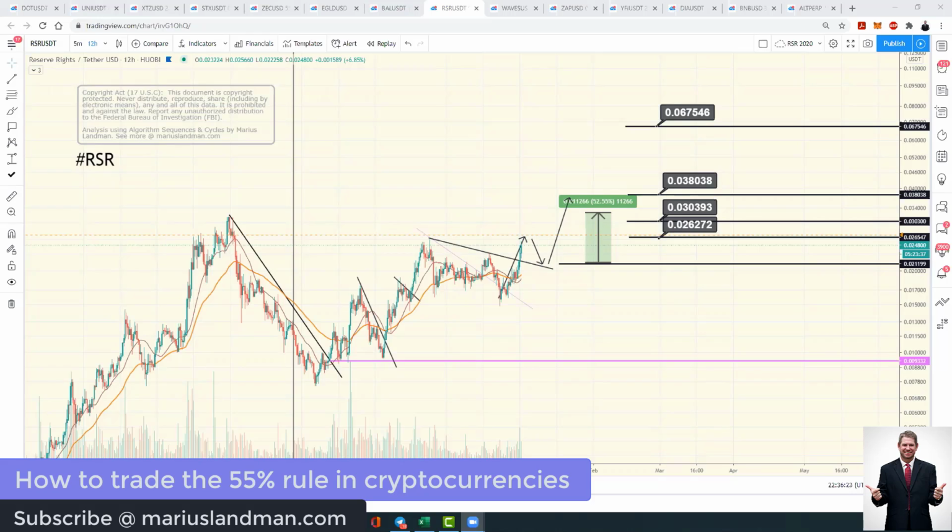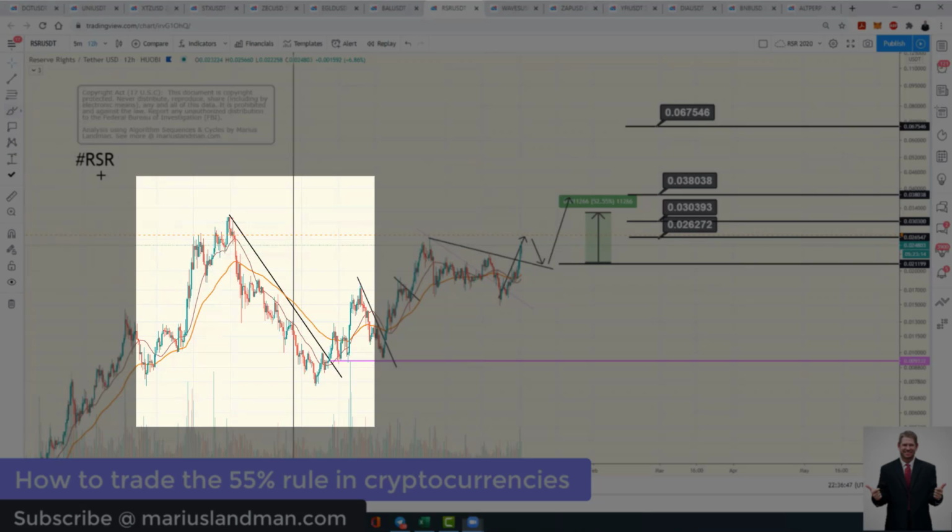I am going to show you how the 55% rule works, making 55% every single time. In this specific example, I am using RSR. Now let's go back here from the top, and I'm going to get a little bit creative and just draw. Excuse the drawings on the chart here. From here, you can see that the market came all the way back here.